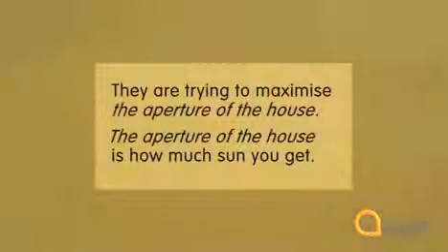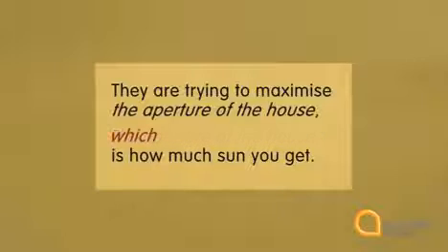Look at these two sentences. They are trying to maximise the aperture of the house. The aperture of the house is how much sun you get. He joins these two sentences together with a relative pronoun. They are trying to maximise the aperture of the house, comma, which is how much sun you get.